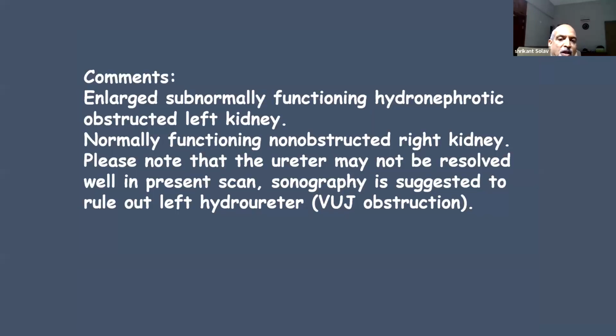By no stretch of imagination will I be able to confidently tell you whether this is PUJ obstruction or VUJ obstruction. The only thing that comes to my rescue is an ultrasound and the MCU. On MCU, we have ruled out reflux. And ultrasound says either PUJ or VUJ, or reflux, so we are not sure what we are reading. So here what I said is enlarged, subnormally functioning, hydronephrotic, obstructed left kidney; normally functioning, non-obstructed right kidney. Please note that the ureter may not be resolved well in the present scan. Sonography is suggested to rule out left hydroureter, thereby VUJ obstruction.